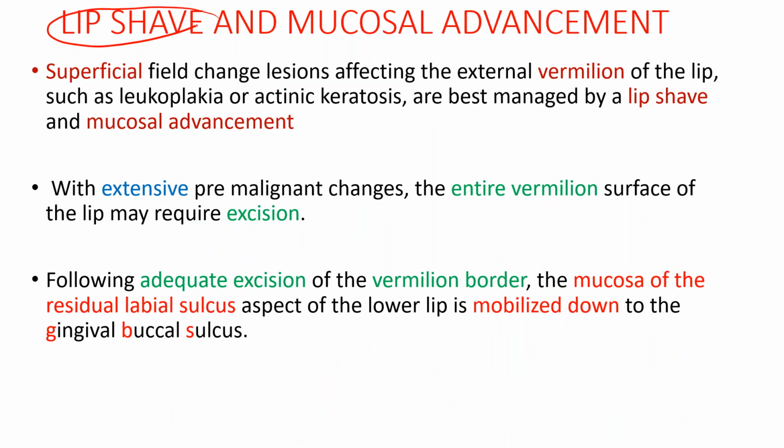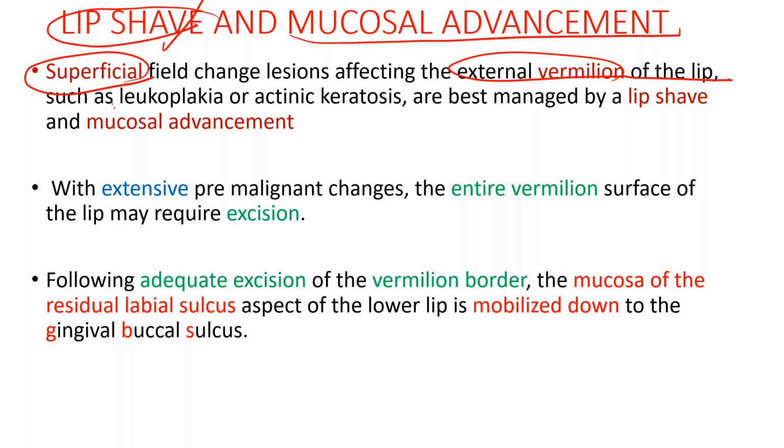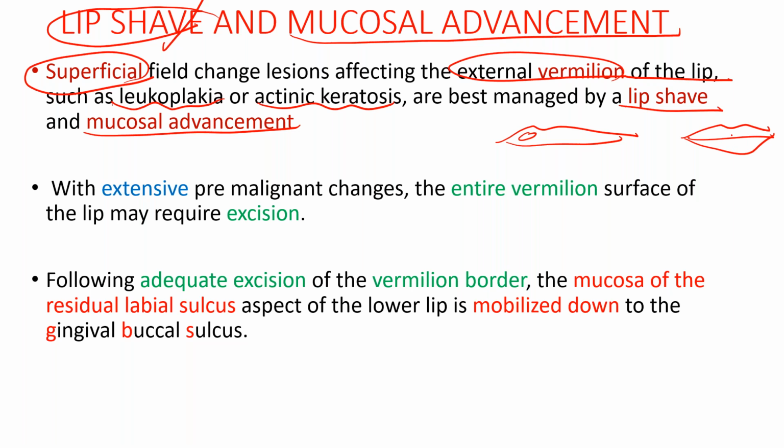The basic procedure is the lip shave and mucosal advancement. Superficial changes affecting the external vermilion of the lip, such as leukoplakia and actinic keratosis, are managed by lip shave and mucosal advancement. That means you are going to remove a part of the lip, something from the vermilion. This is the vermilion border. I told you, is it or not? The skin and mucosa connection is called the vermilion border.